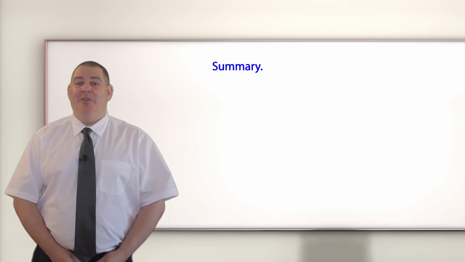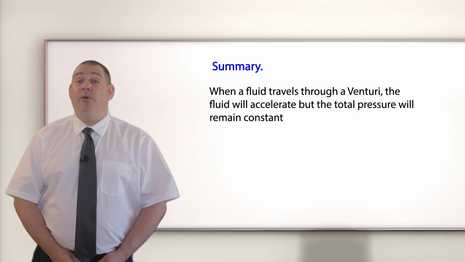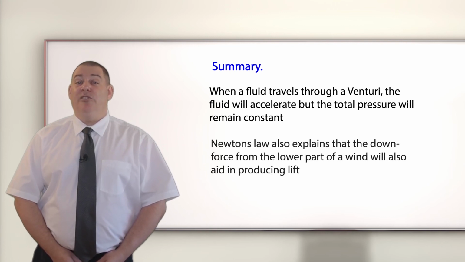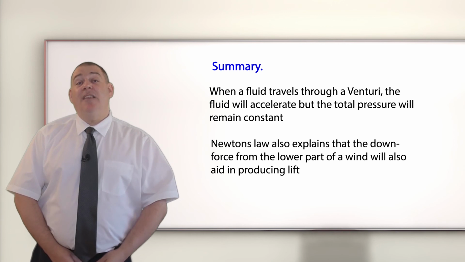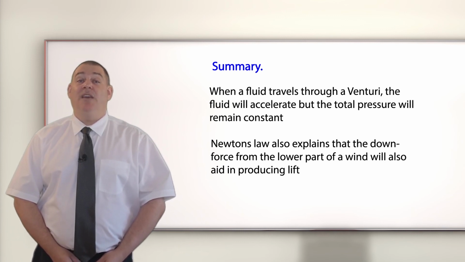Time for a summary. We have studied that when a fluid travels through a venturi, the fluid will accelerate. At this point in the venturi, there will be a reduction in the static pressure. Lower static pressure on the top of the wing is needed to produce lift. The greater the static pressure differential between the upper and lower parts of the wing, the greater the lift created. We also looked at Newton's third law. We now understand that when the relative airflow, or relative wind as our American friends call it, strikes the bottom of a wing, the wing is pushed upwards.